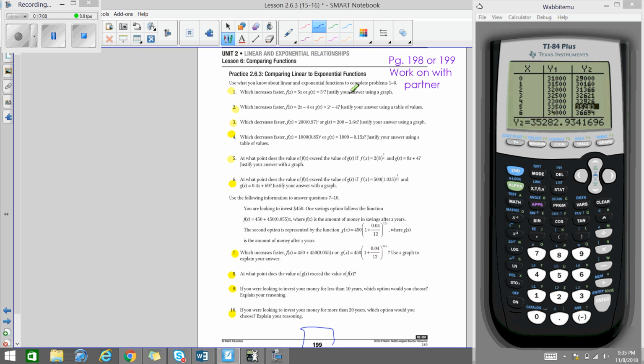Now it says justify your answer using a table of values. Every one of these problems, all you're going to do is use your calculator and either look at the graph or look at the table. You don't need to graph anything. You don't need to do anything by hand. Just use your calculator and type these things in, okay?